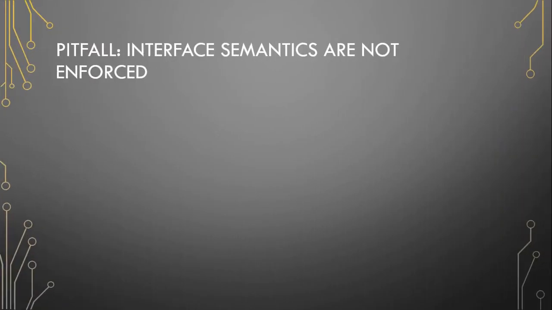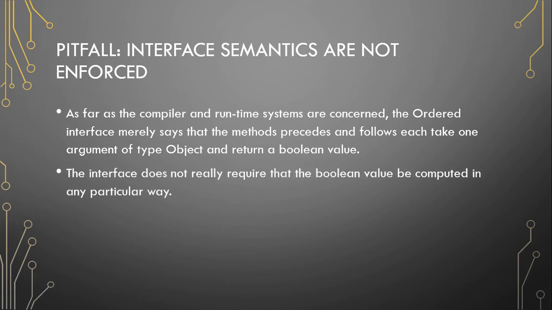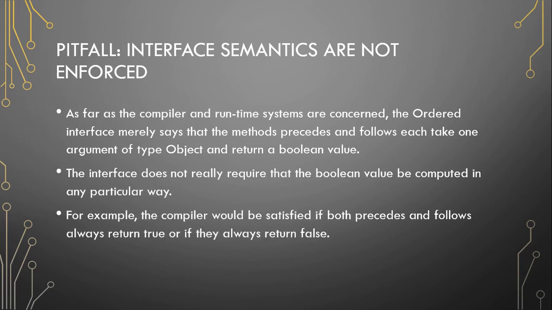So, when we look at this from the compiler and runtime perspective, the Order interface merely says that the methods precedes and follows each take one argument of type Object and return a Boolean value, whether it's true or false. That's all the compiler cares about. The interface does not require that a Boolean value be computed in any particular way. So, for example, the compiler will be satisfied if both precedes and follows always return true, or if they always return false. It doesn't care. It's met its conditions.